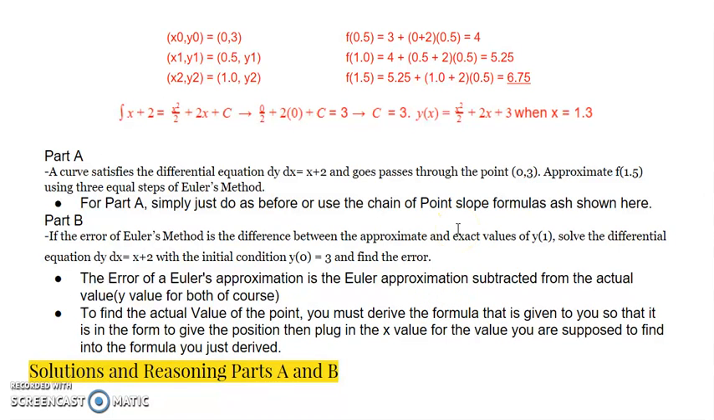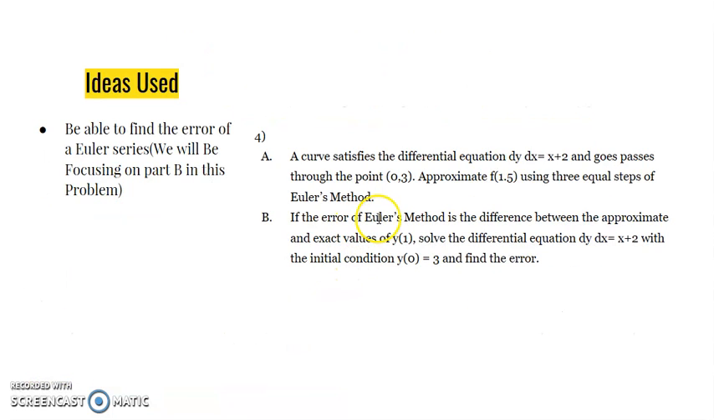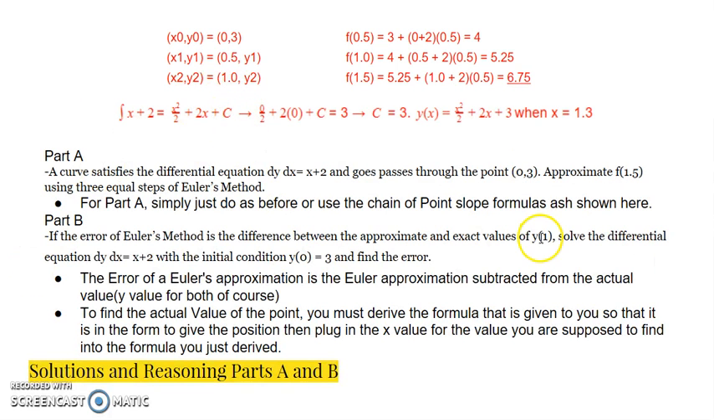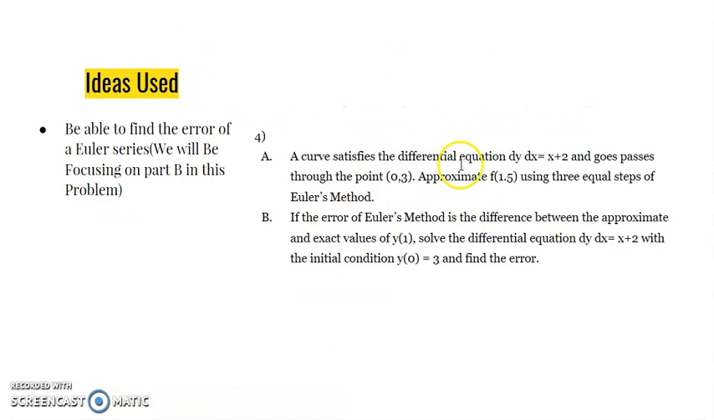So in order to get the error of Euler's method between the approximate value, which is the Euler's method, versus the exact value, what we'll want to do is take the antiderivative of dy over dx equals x plus 2, and then simply plug in 1.5 in order to get the actual exact value of f of 1.5 instead of the Euler's approximation.